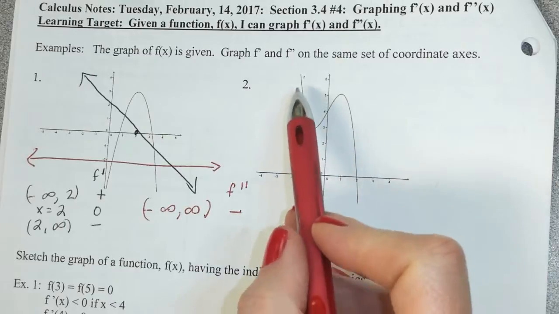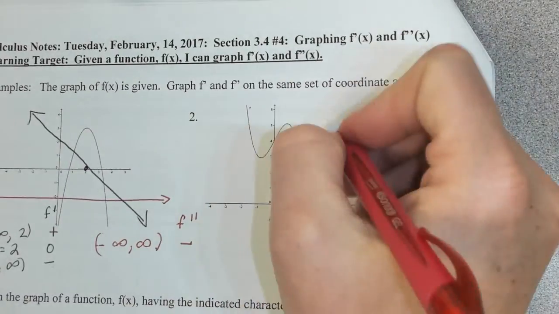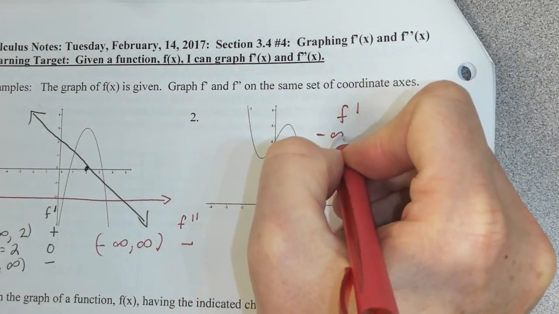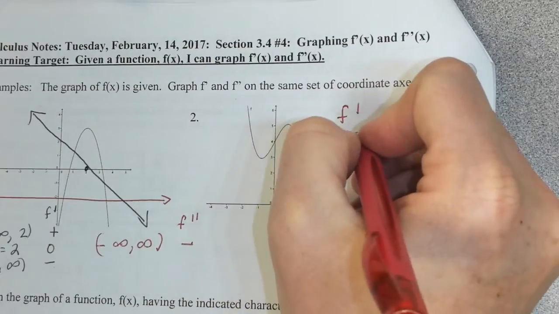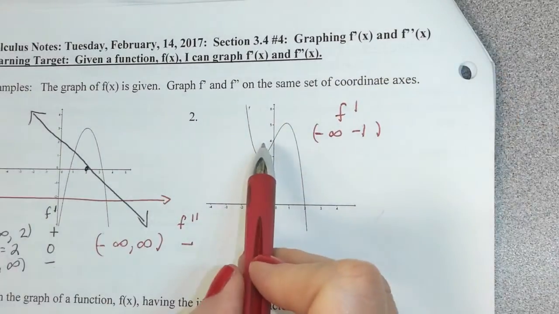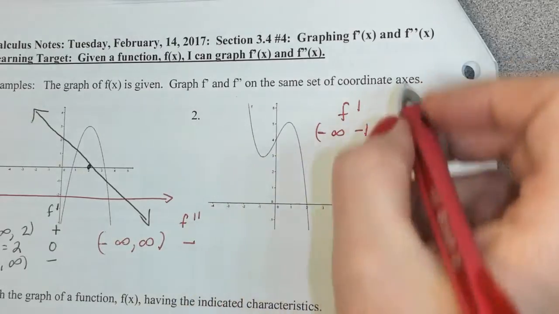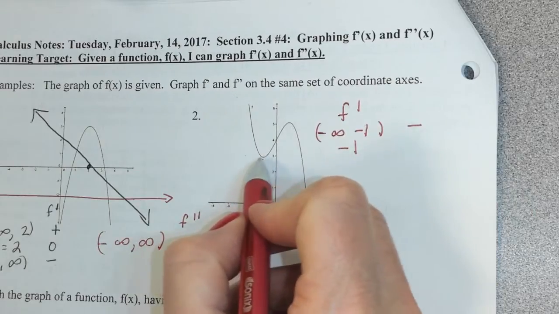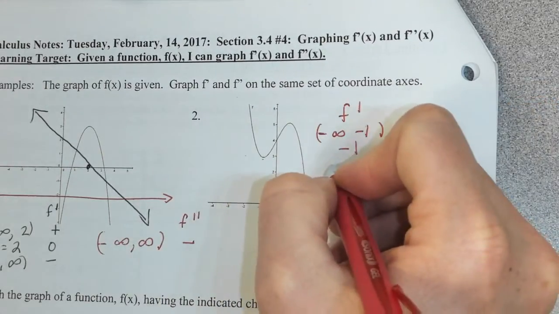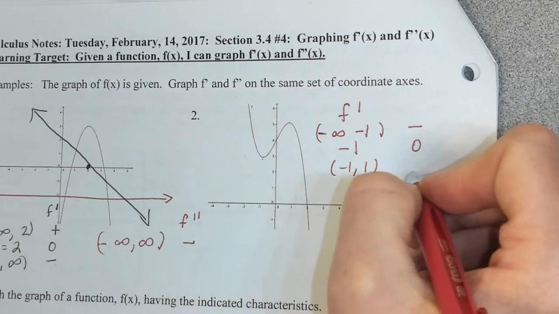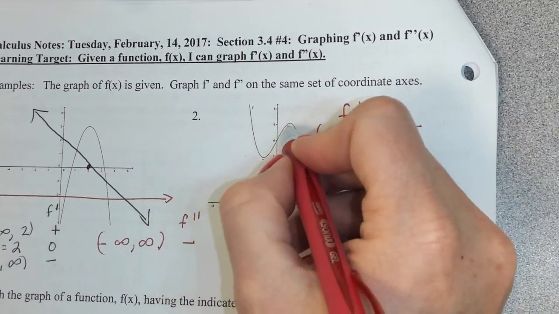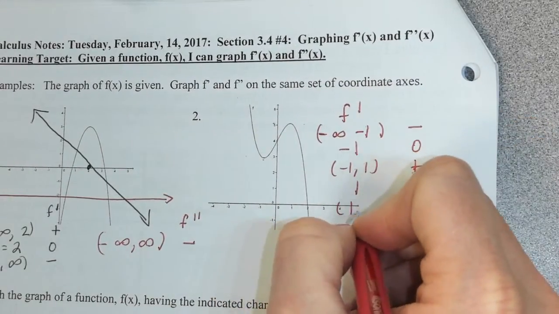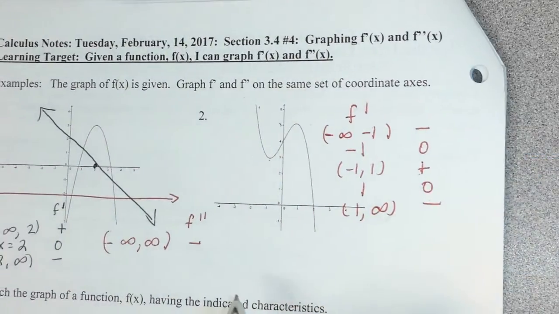All right. Number 2, we're going to graph the first derivative. So between negative infinity and negative 1, what's true of the slope? It's negative, right? So my values are going to have to be negative. What about at negative 1? What's true of the slope? 0. What about between negative 1 and 1? What's the slope here, guys? Positive. And then at 1, I can see it's 0. And then from 1 to infinity, the slope is negative.